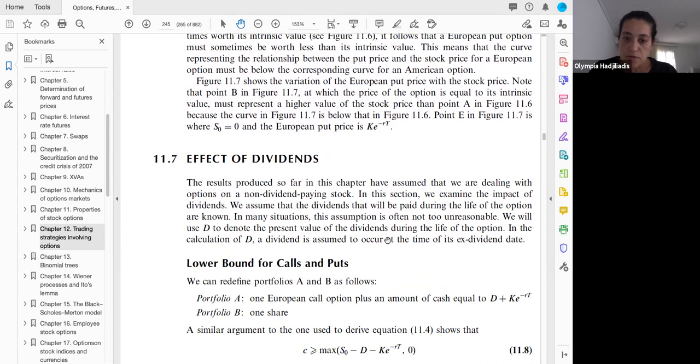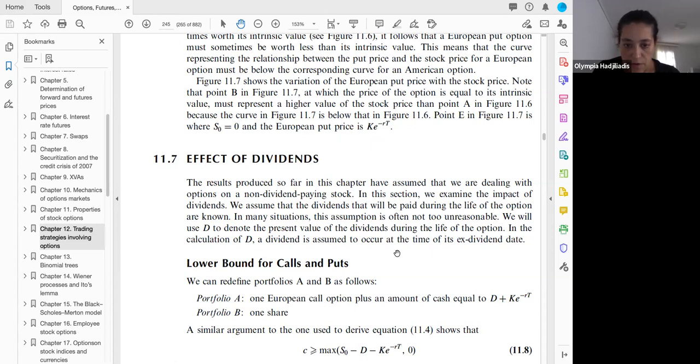The results produced so far in this chapter have assumed that we're dealing with options on a non-dividend paying stock. In this section, we examine the impact of dividends. We assume that the dividends that will be paid during the life of the option are known. In many situations, this assumption is not too unreasonable.